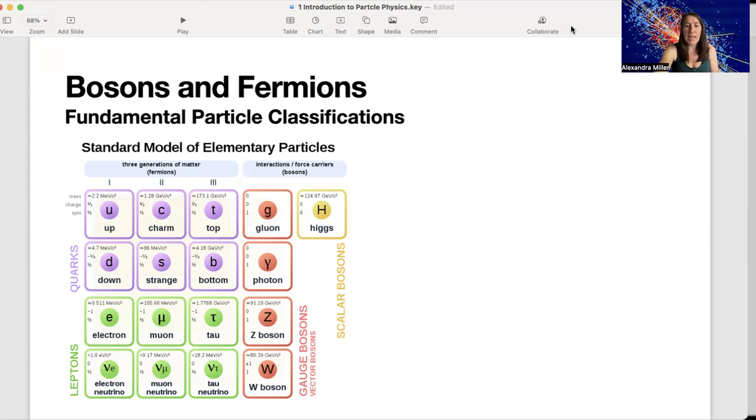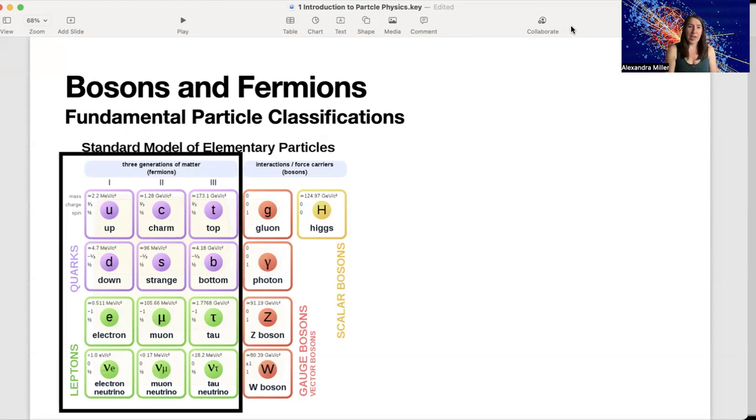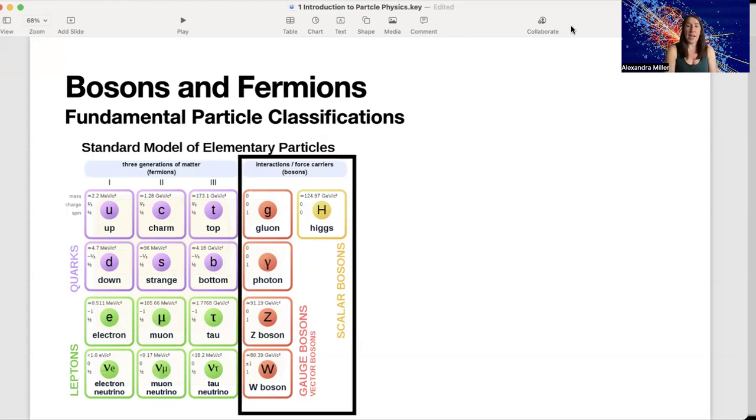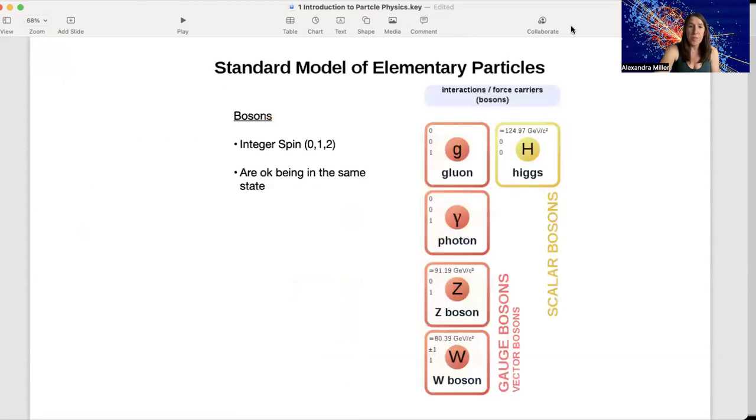On the left-hand side here, I've added this box, which hopefully you can clearly see. Our quarks and leptons are our fermions in the standard model. So these particles comprise our fermions. And then the right-hand side are our bosons. As we can see, every particle is classified as either a fermion or a boson. So what's the difference between these two?